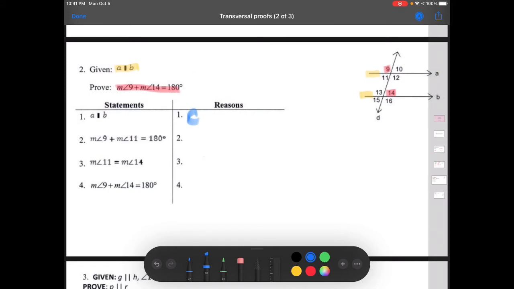So again, number one, you always write given. Always number one. Number two says that angle 9 plus angle 11 is 180. Right? So let's look at angle 9 and angle 11. Those are right next to each other, so they are a linear pair. And linear pairs are always supplementary.